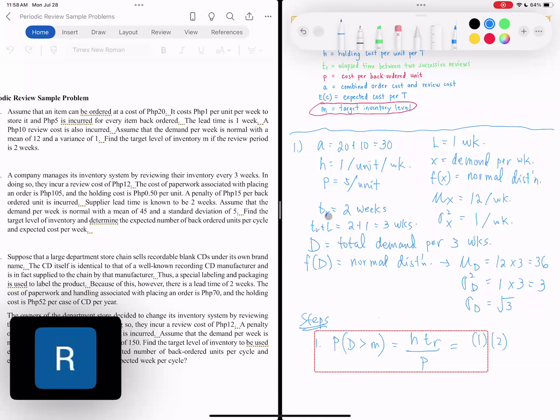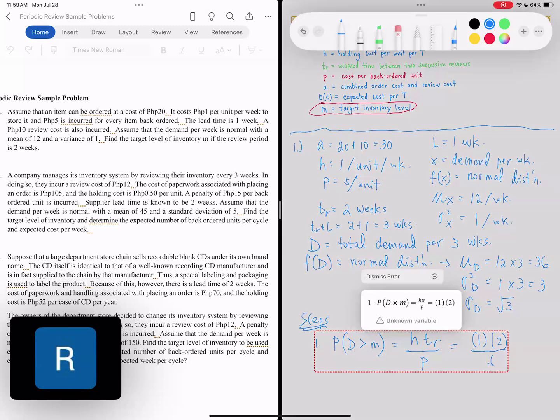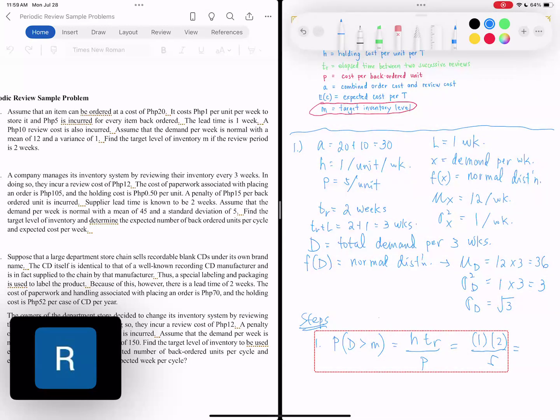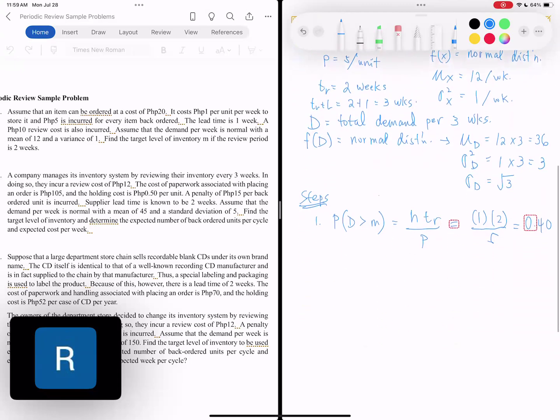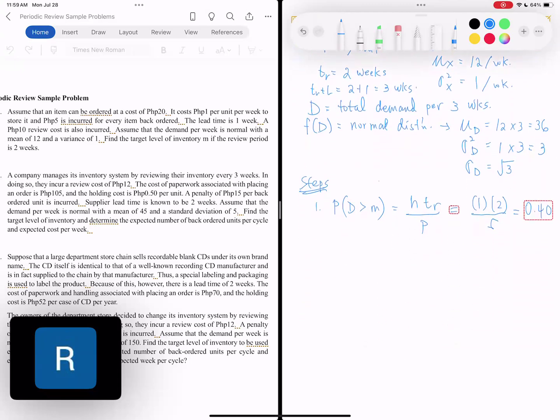Okay, that's here. And P is 5. So that's here. So 2 over 5 is 0.4. Okay. So after calculating the critical ratio, you now have an equation: probability D greater than M is equal to 0.4.